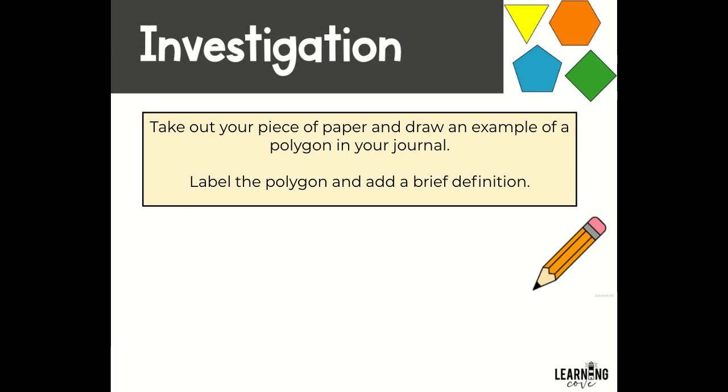All right, I'd like you to take out a piece of paper and draw an example of any polygon you can think of in your journal. Label it polygon, and you can also say what shape, and add a brief definition. You do that now.